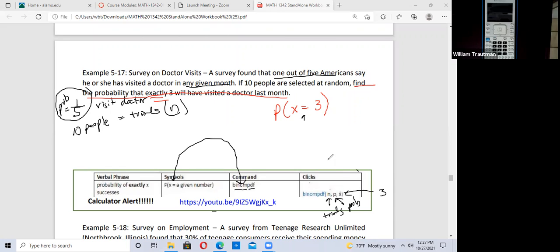And so we're going to use our calculator to do this, and we have to find binomial PDF. I have to write these things down because I forget. As soon as I turn the page off, I end up forgetting the numbers. So I'm just going to write it down. 1 in 5 is the probability, X equals 3, and there are 10 trials.